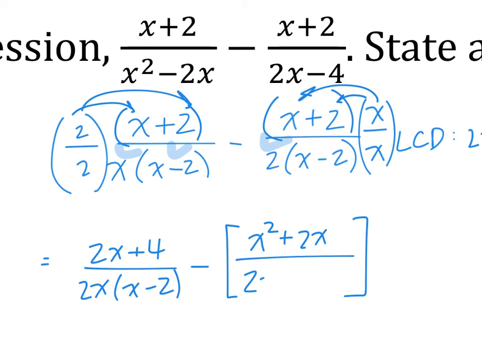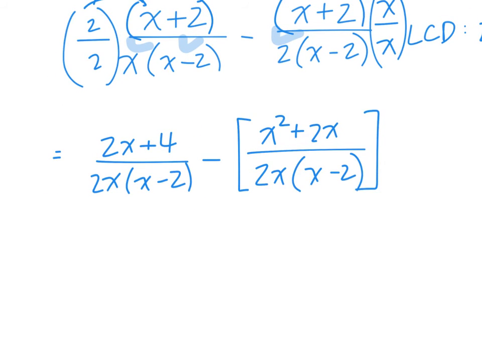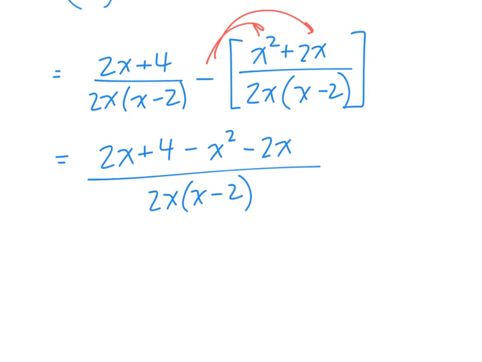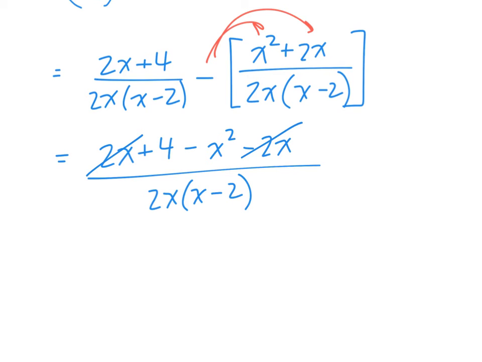Yeah, and then we still have the same least common denominator. All right, so now that you have this whole thing enclosed in brackets, I hope you remember that you're going to distribute this negative sign. So please make sure you do that. This is, again, a common mistake. 2x plus 4 minus x squared minus 2x, all over the same denominator. Okay, now you want to just cancel as much as possible. So this is 4 minus x squared over 2x, x minus 2.